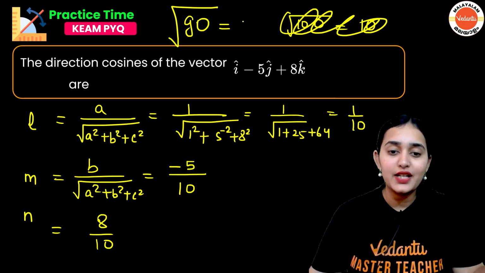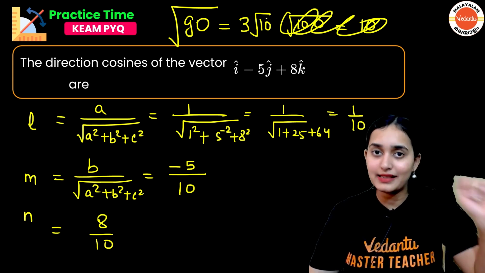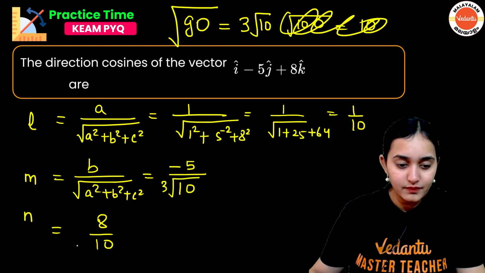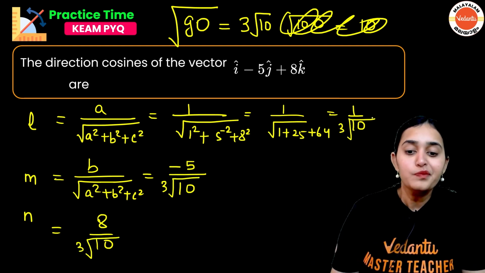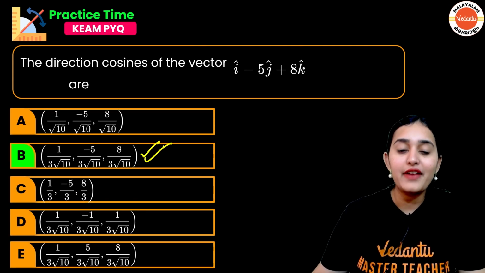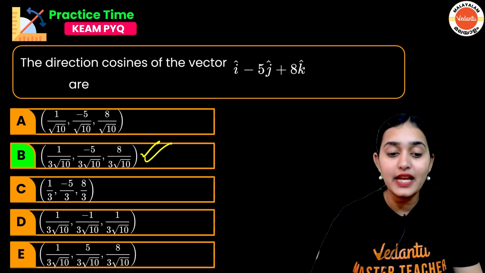9 into 10 is basically 3 root 10, because 9 square root is 3. So it will be 3 root 10, not 10. 3 root 10 in each. Okay. So we have 1, minus 5 and 8 upon 3 root 10. Clear? How to find out direction cosines?